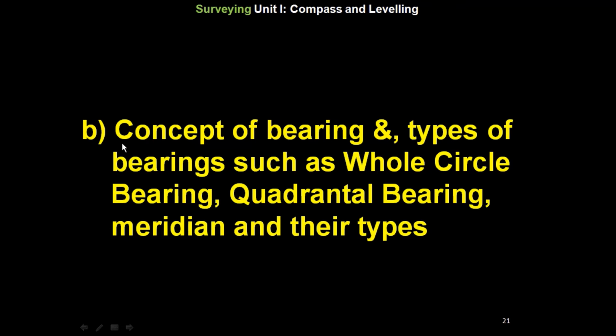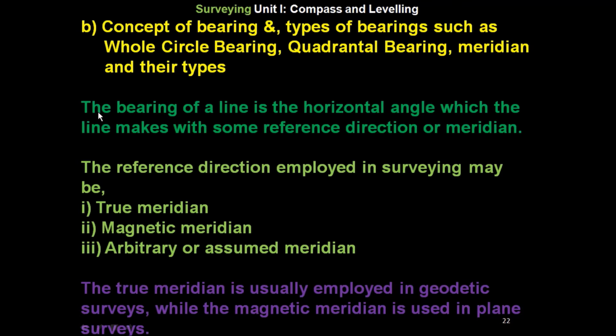Now we will see the concept of bearing and types of bearing such as whole circle bearing, quadrantal bearing, meridian and their types. The bearing of a line is the horizontal angle which the line makes with some reference direction or meridian. The reference direction employed in surveying may be true meridian, magnetic meridian, arbitrary or assumed meridian. The true meridian is usually employed in geodetic surveys, while the magnetic meridian is used in plane surveys.